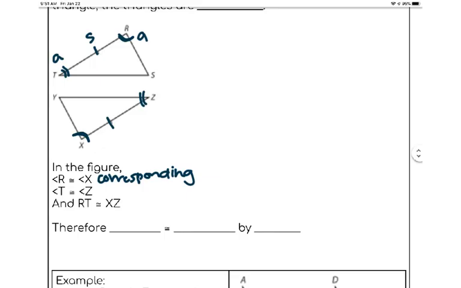So we can say that triangle RST is congruent to triangle XYZ. We can't just say that they're congruent. How did we know that? Well, they're congruent by the angle, side, angle triangle congruence theorem.